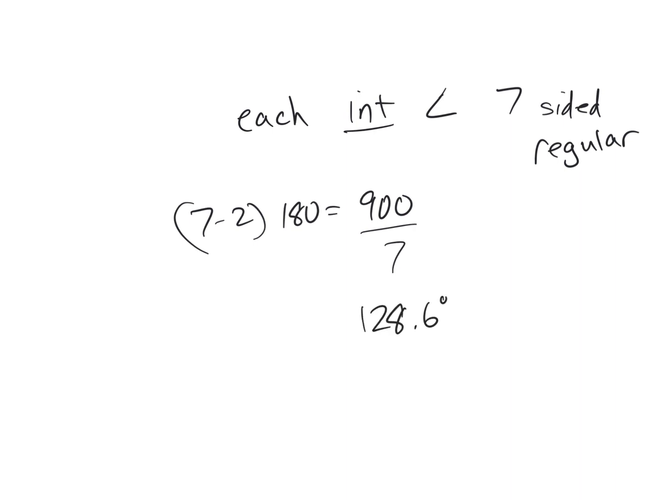128.6 degrees. And yes, you will have decimals depending on which version of the test you get tomorrow. Okay? All right. Let's try it again. So each interior angle, please, for a 12-sided regular polygon. We got 150. All right, good.